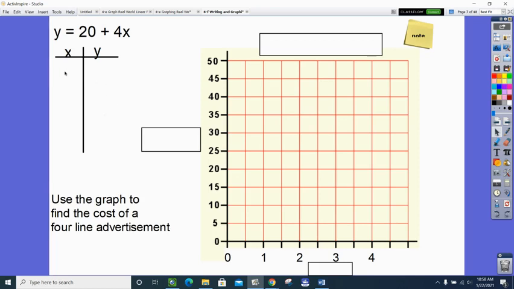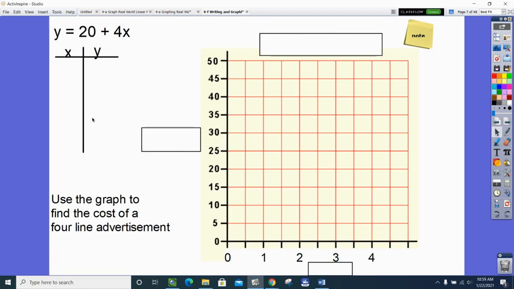So right now, 0 times 4 would be 0 plus 20. So I would have (0, 20). Then I would put 1. 4 times 1 is 4, plus 20 would be 24. Then I would put 2 for x, and 4 times 2 is 8, and I have 28. I'm going to build the table, and I'll show you that in a second.